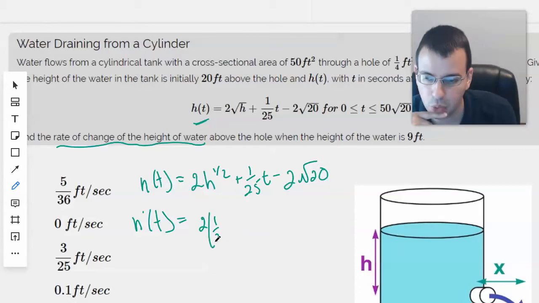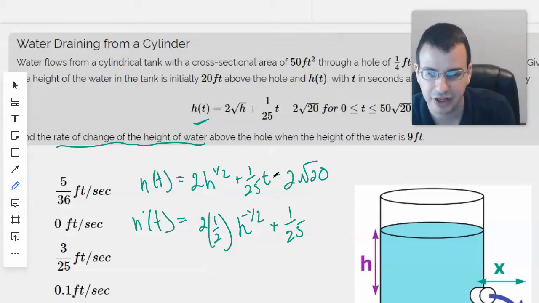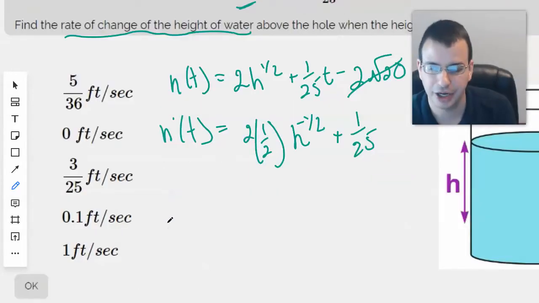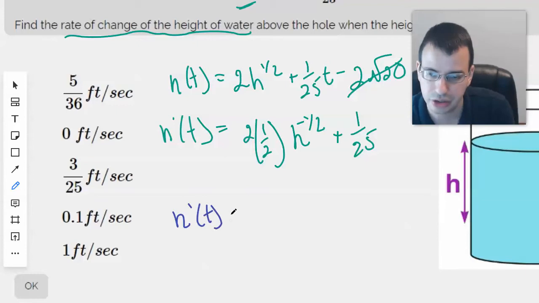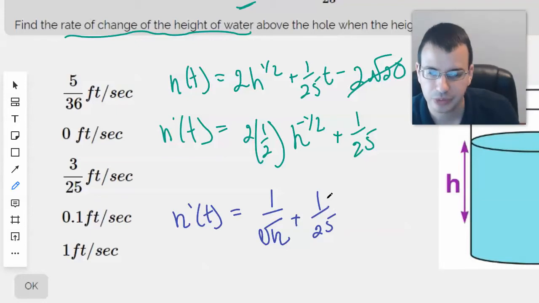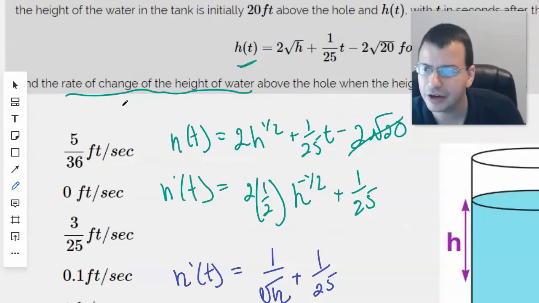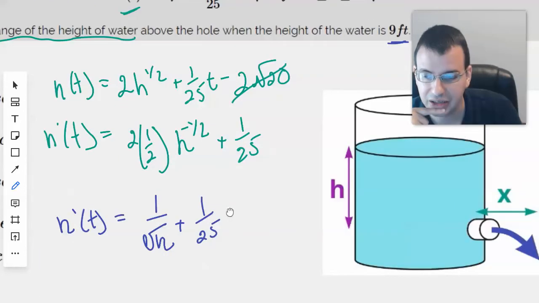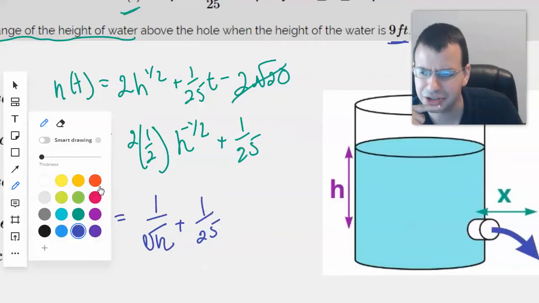So 2 times 1/2 times h to the negative 1/2 plus 1 over 25, and then the t goes away, and the constant also goes away. Rewriting this one more time: h prime of t equals 1 over square root of h plus 1 over 25. Is this all we need? Find the rate of change of height of water. This is the rate of change of height of water when h equals 9. This isn't too bad at all. We got this.